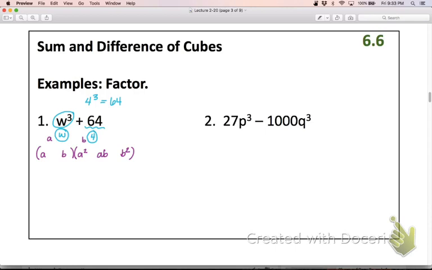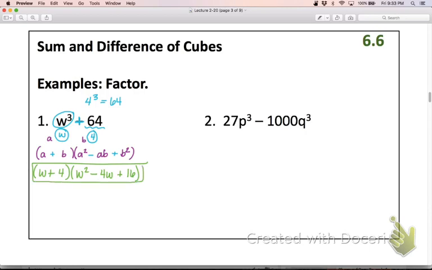And now I go through with SOAP. I started with plus. So same sign, opposite sign, always positive. That's going to be the formula that I use. And so from there, we're just going to take W and 4 and replace it where all the A's and B's are. So I get W plus 4, A plus B, times W squared minus 4 times W, which is 4W. Don't write W4, that's just kind of like bad grammar. Plus B squared, so that's 4 squared, so we get 16. And that is the factored form of this expression.